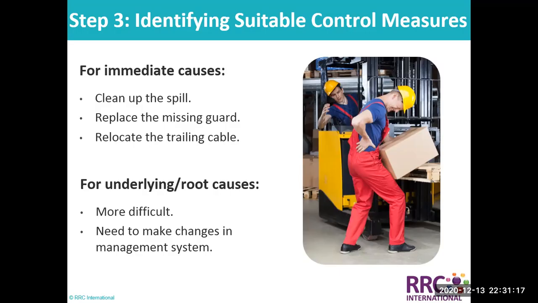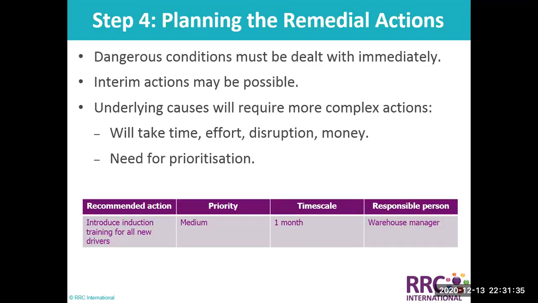Now, identify suitable control measures for immediate causes: clean up spill, replace missing guard, relocate trailing cable, as the case may be. For the underlying cause, it may be more difficult. Need to make changes in the management system, and that has to take time and processes.